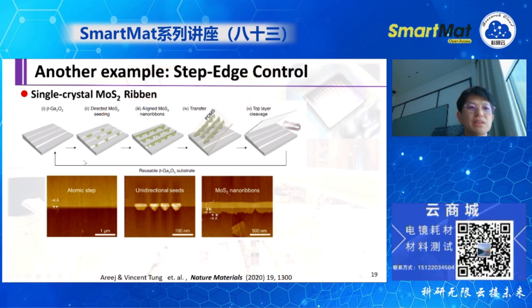So Arich basically tried to grow MoS2 on top of gallium oxide, beta phase gallium oxide. The beta phase gallium oxide is very interesting. It has a very obvious step edge on the surfaces. It's also single crystal. So when we do the growth of MoS2, we find that most of the, I would say all the triangles basically point to the same direction.